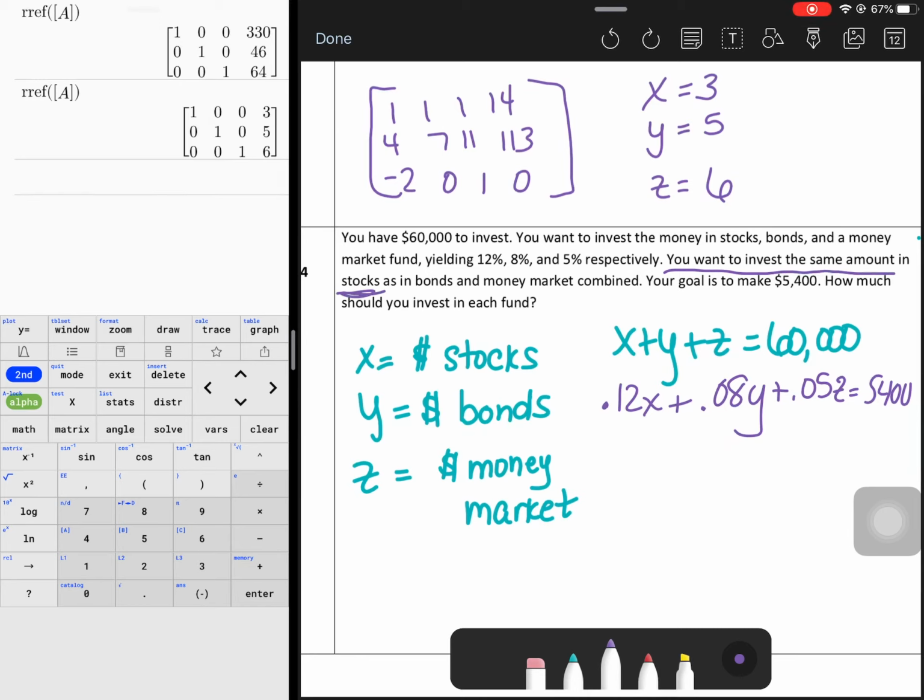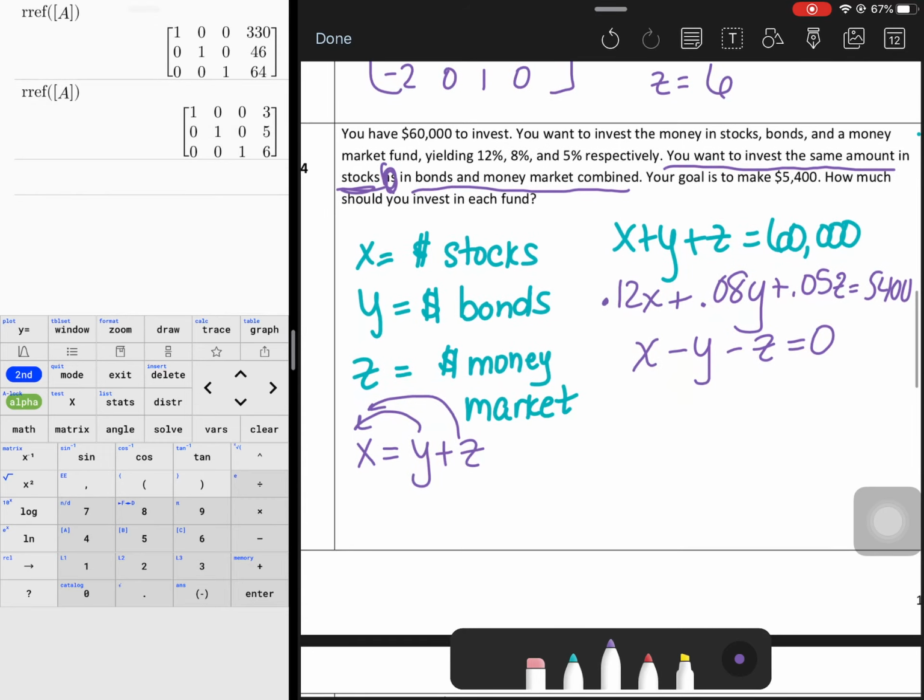The last equation is the sentence that says you want to invest the same amount in stocks as in bonds and money market combined. So that's going to be your stocks as, meaning equals, the bonds and money market combined. So now we want to move those to the other side in order to get our variables lined up.